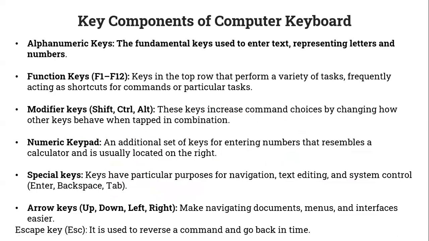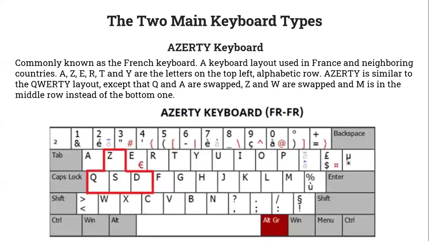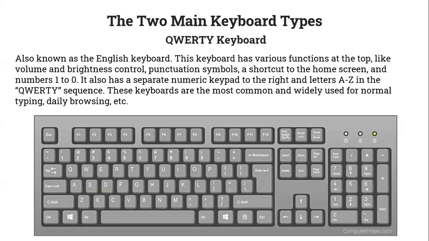These keys increase command choices by changing how other keys behave when tapped in combination. So what does this statement say? Who here knows how to type? Even to a certain level, you must not be an expert. Who here has ever typed or usually types, maybe a document? I do. So if you type, you realize that there are times that you want to punch a specific key, but you cannot do that by just punching one key. You need to punch one or two keys to give you a certain character, right?